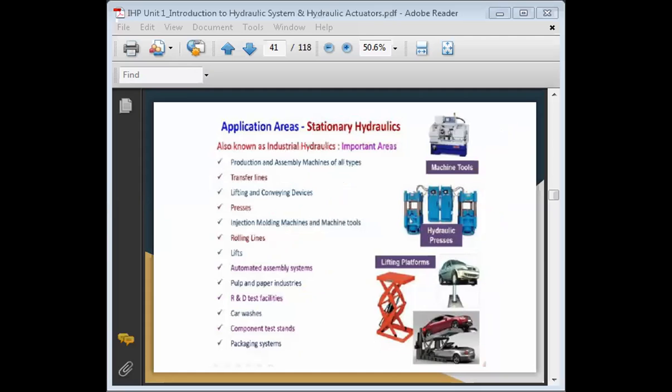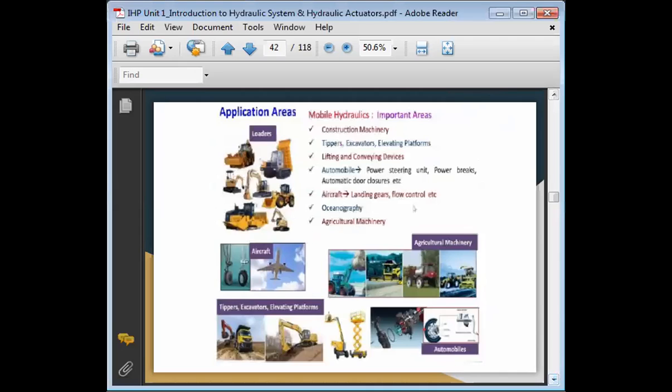This was just stationary hydraulics. That means that your power pack unit cannot be moved from one place to another place. Now let us see another application, that is mobile hydraulics. In mobile hydraulics, a power pack can move from one place to another place.